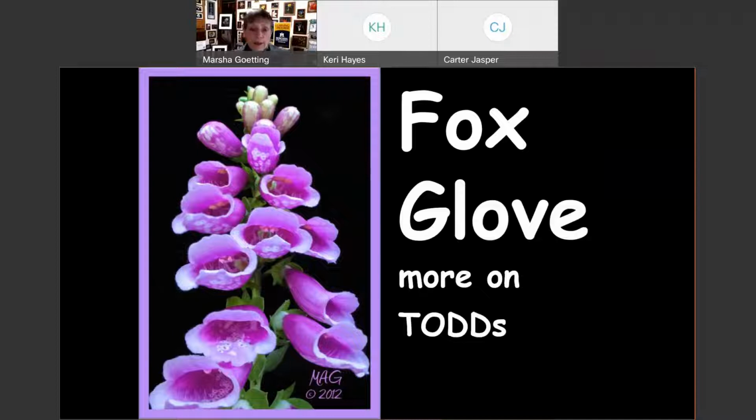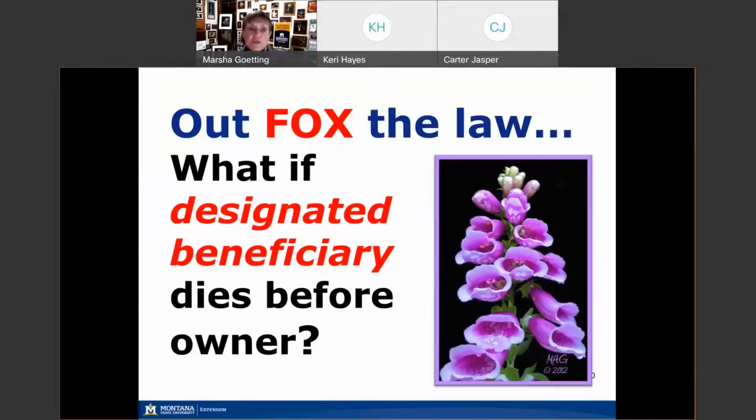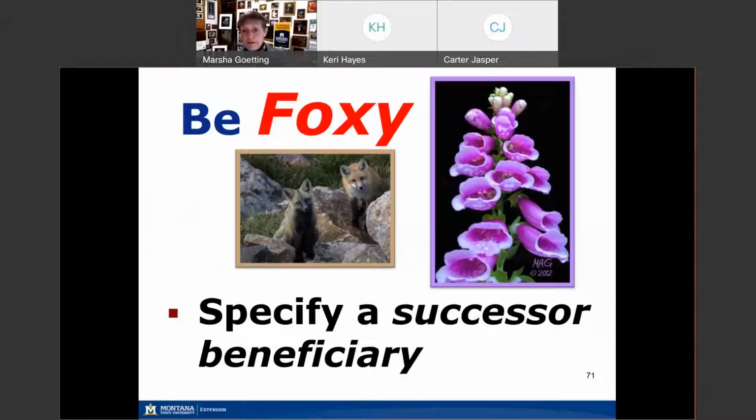Okay, now we have a foxglove. I happened to find this in the state of Washington. I thought they were very pretty, and they just fit in without foxing the law. Because what if your designated beneficiary dies before you do? I mean, that wasn't planned at all. Well, be foxy. And I couldn't resist sharing my little pictures of my foxes when I had a new camera. These are from the Beartooth. And oh, it was fun to see them and not have 50 cars on the highway.